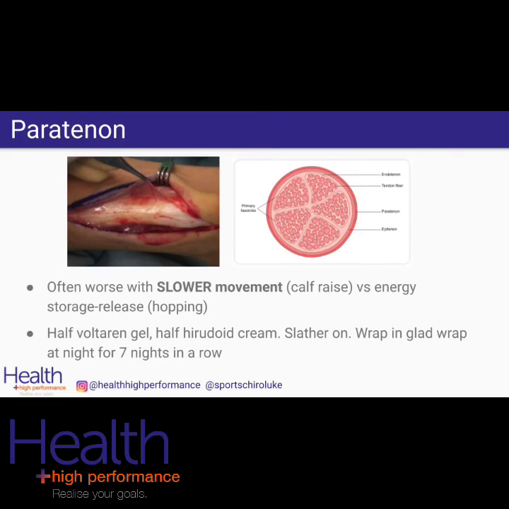The paratenon is a wrapping that surrounds the Achilles tendon. Those with paratenon issues are often worse on slower movements, so things like calf raises, versus energy storage and release activities such as hopping or running. A good treatment for paratenon issues is to apply half Voltaren, half Hirudoid cream, slather on, wrap it in Glad Wrap at night, and do this for 7 nights in a row.